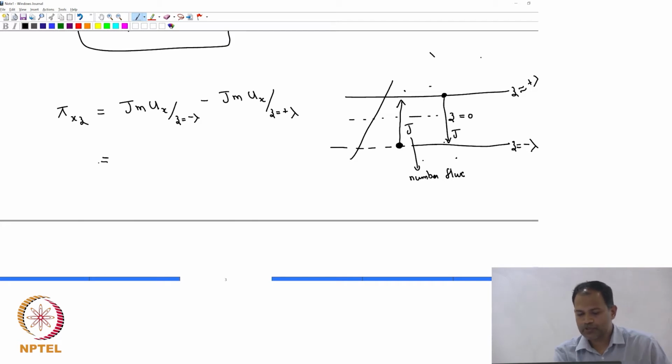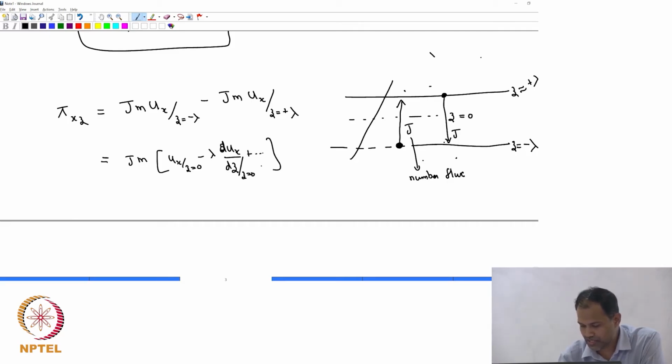Now, what would be an approximate value for J? We will correct it. Okay. So, right now I am just assuming that it is going to be of the order of lambda. We can write that as J times M times Ux at minus lambda and Ux at plus lambda, which is really going to be Ux at Z equal to 0 minus lambda into dux by dz at z equal to 0 plus etc.